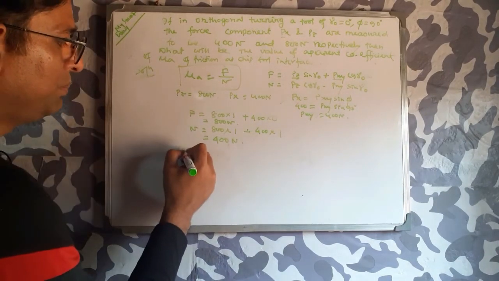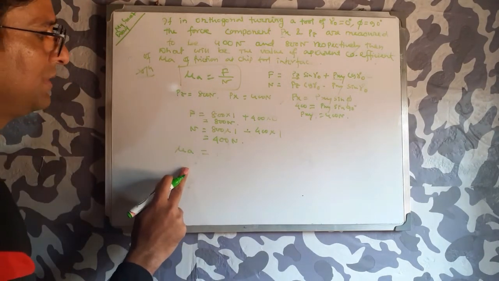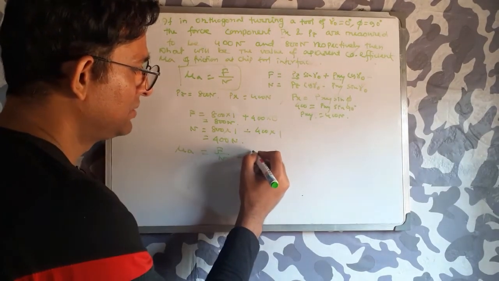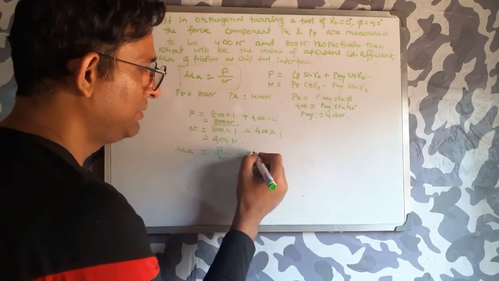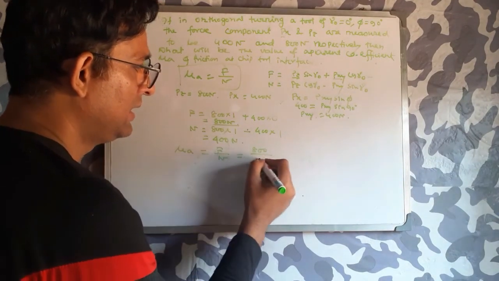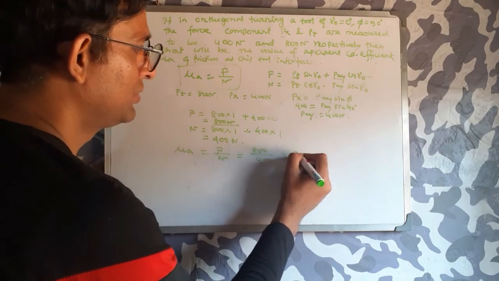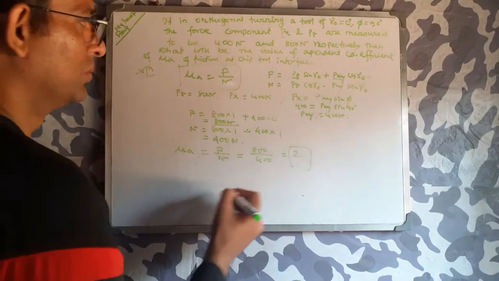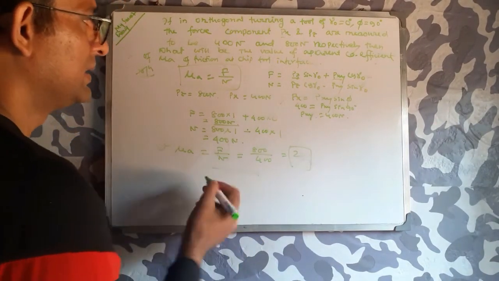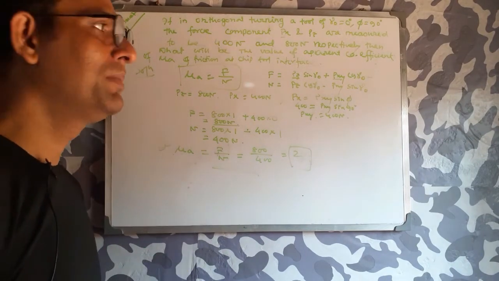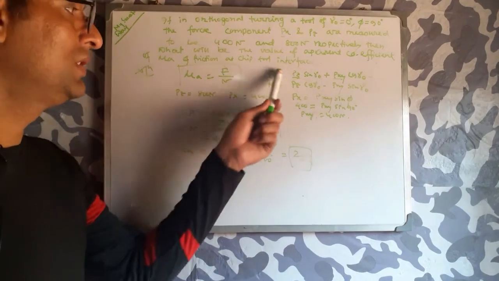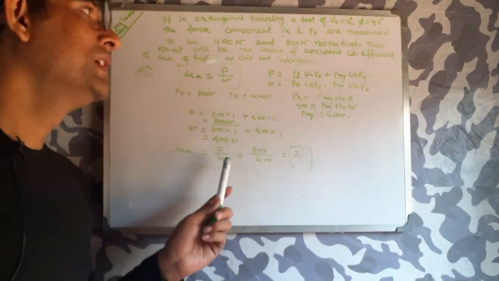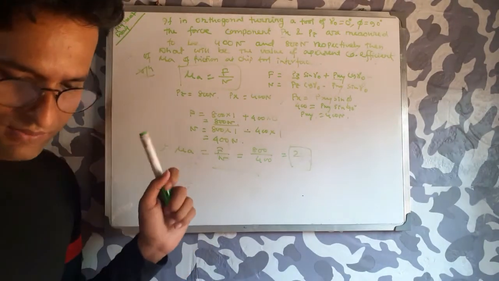So the apparent coefficient of friction, mu a, is equal to F by N. F is already determined, that is 800, divided by 400, which is equal to 2. So this is the final answer: mu a is equal to 2. Similarly, you can solve several kinds of problems using these 4 equations, these 2 and another 2 I have already written. Any kind of cutting forces you can determine by analytical method using some formulas.